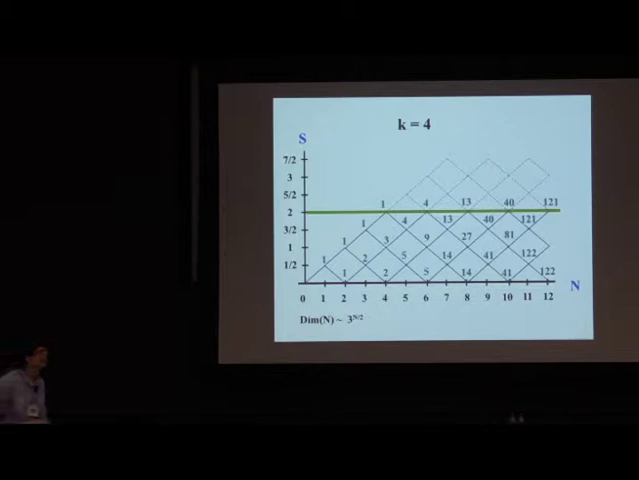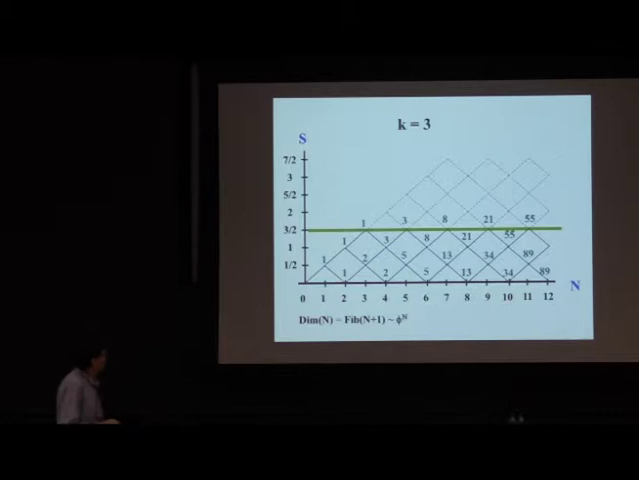For k equals 3, this is what I was telling you was Fibonacci. Well, the first hint that I wasn't lying is if you fill in these numbers, you get the Fibonacci sequence: 1, 1, 2, 3, 5, 8, 13, 21. But you're quite right, it's different than what I've been showing you so far, because I only had charges 0 and 1. Here there's charge 0, 1/2, 1, and 3/2.